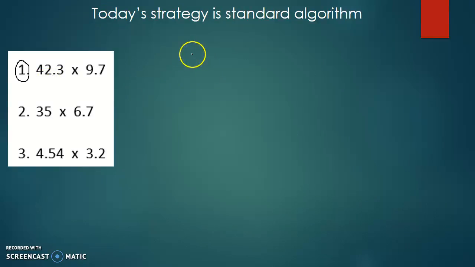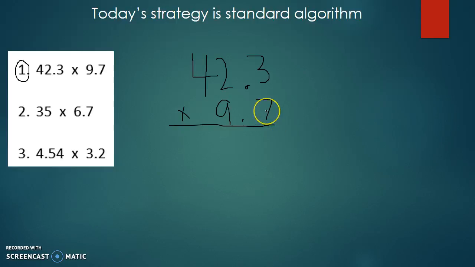The first thing you want to do is write your number going vertically. So I have 42 3/10 times 9 7/10. When using standard algorithm, you always want to start with your digit that's furthest to the right. In this case, it's my digit in the tenths place. I'm going to multiply it times all the digits at the top of my other factor.